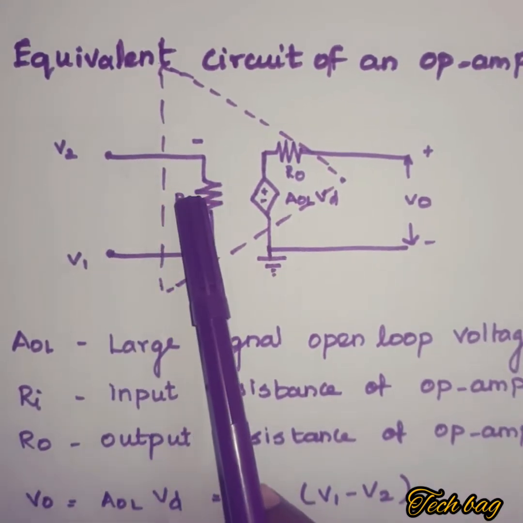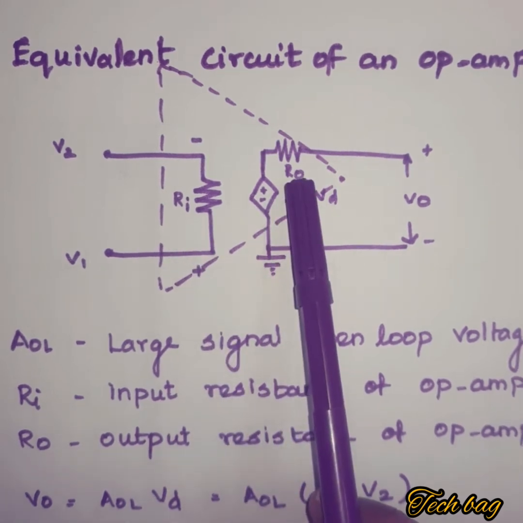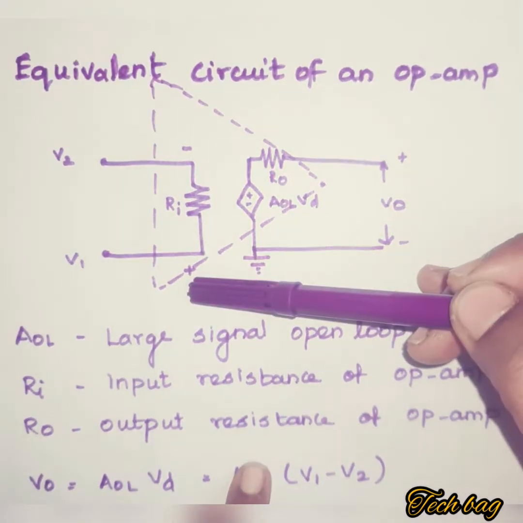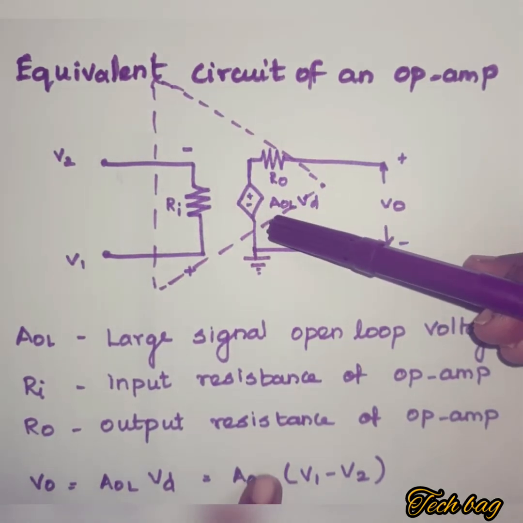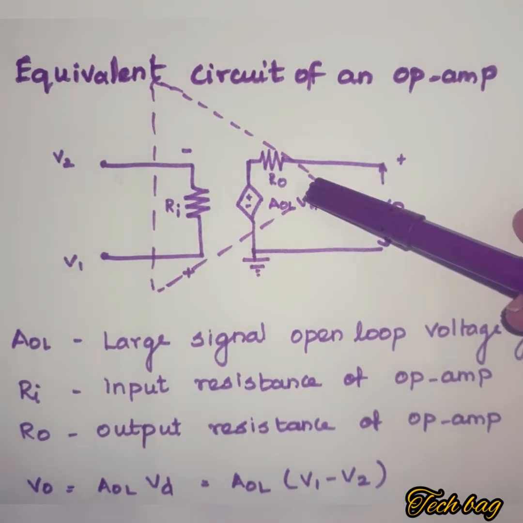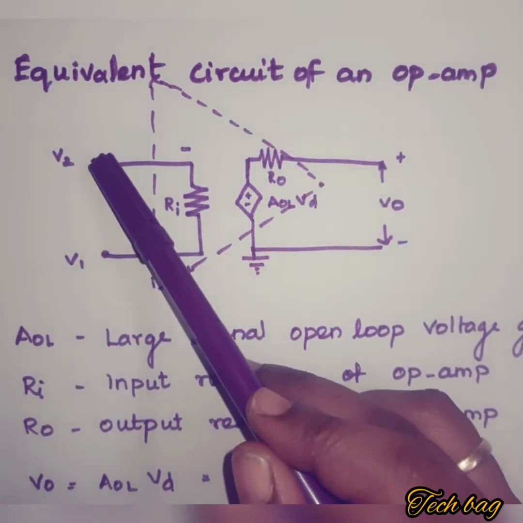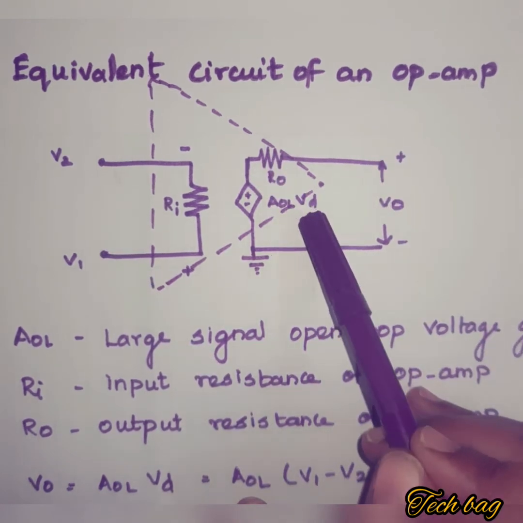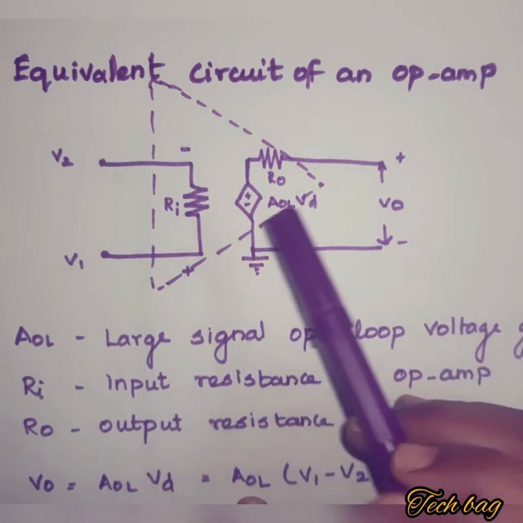Here this Ri is the input resistance of the amplifier and this R0 is the output resistance of the amplifier. These two terminals are the inverting and non-inverting terminals of the operational amplifier, and this source is called the Thevenin equivalent voltage source, and R0 is the Thevenin equivalent resistance looking back into the output terminal. So this operational amplifier amplifies the difference between these two input signals, and the output is equal to AOL Vd, and AOL is the open loop gain of the operational amplifier.